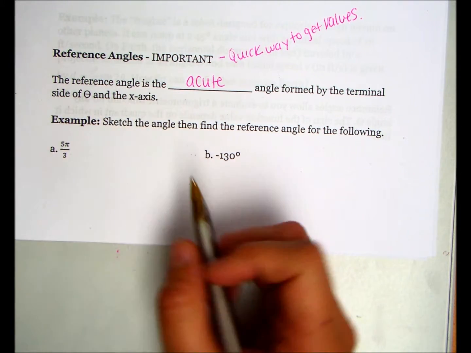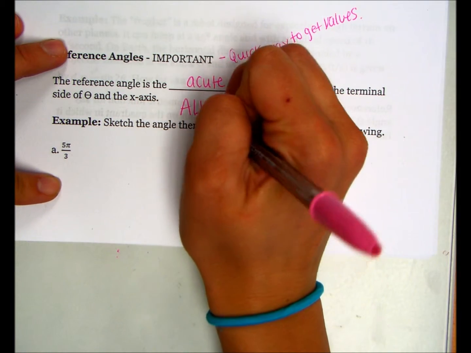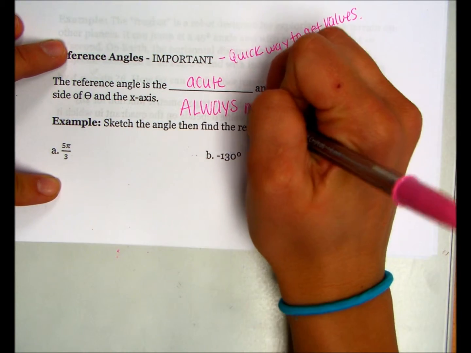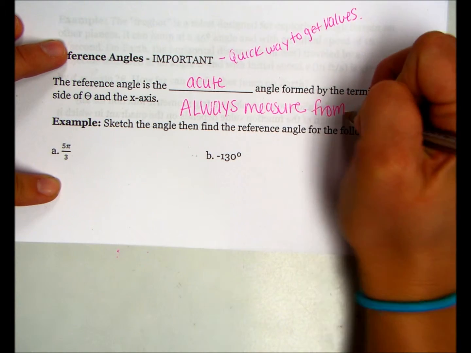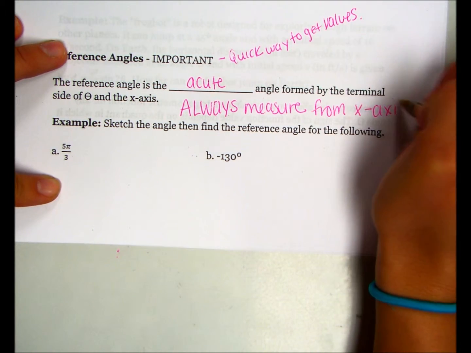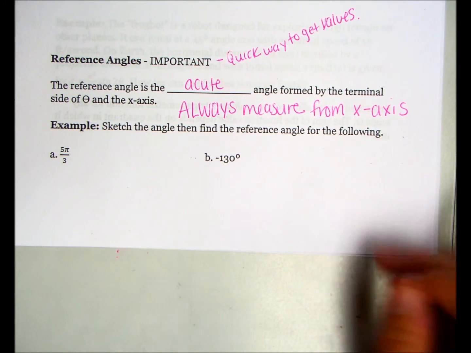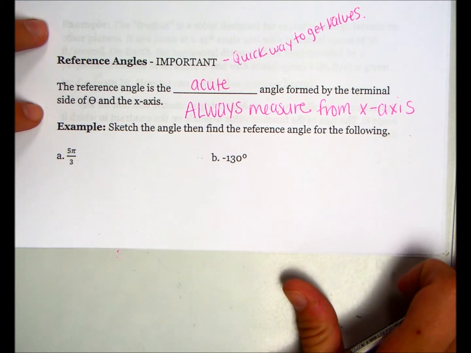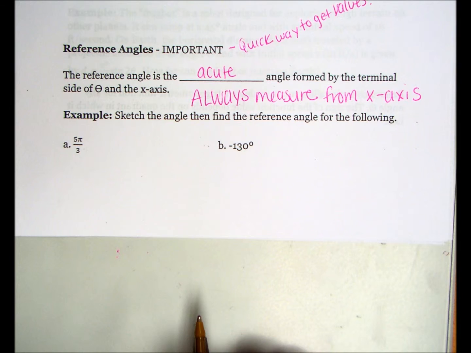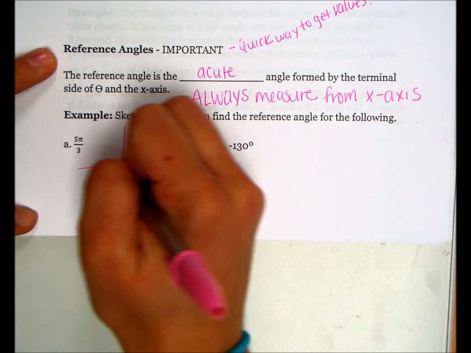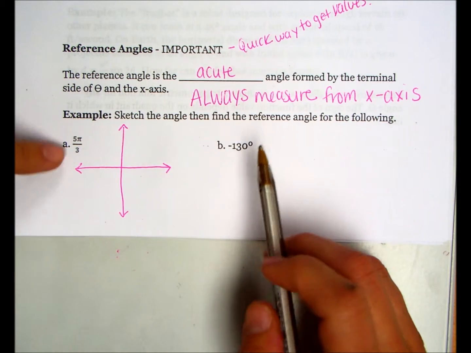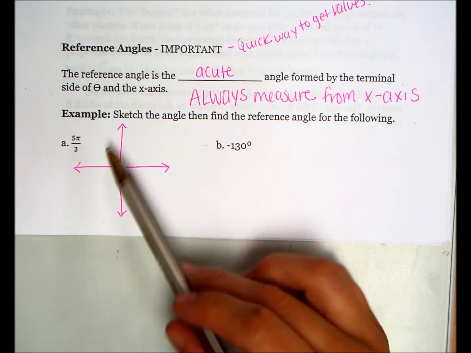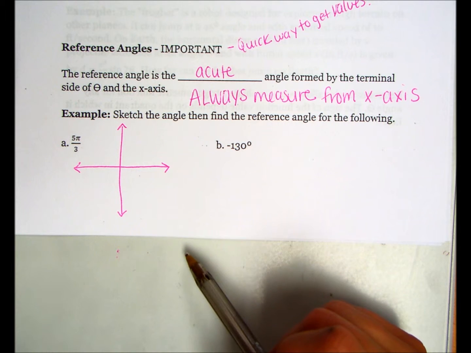It's very important. You always measure from the x-axis. And anytime I'm doing this, I'm always going to start with a picture. So if you look at my first example, it is 5 pi over 3. I start with my coordinate plane.